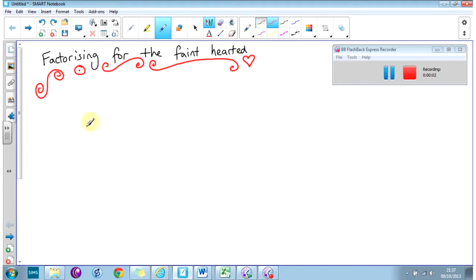This video is intended to explain to you how to factorise quadratic equations. If you're anything like me, then you probably started off with trying to factorise things that look like this: x squared plus 8x plus 12.